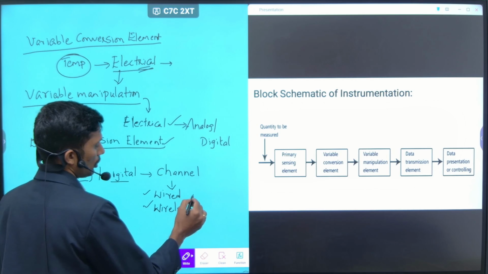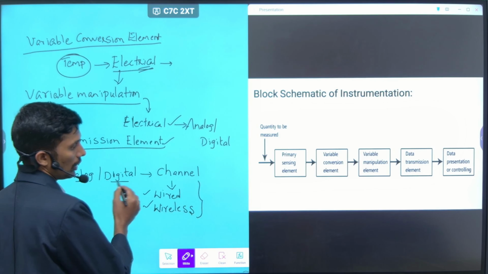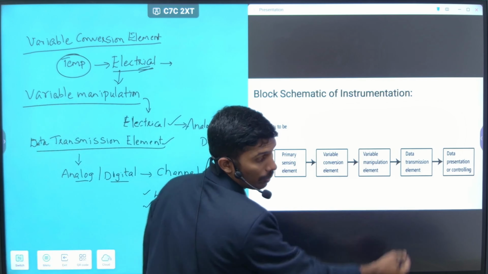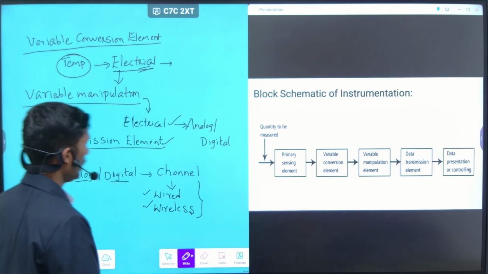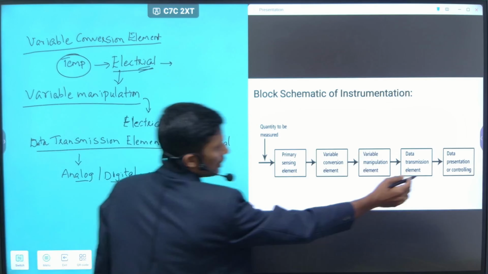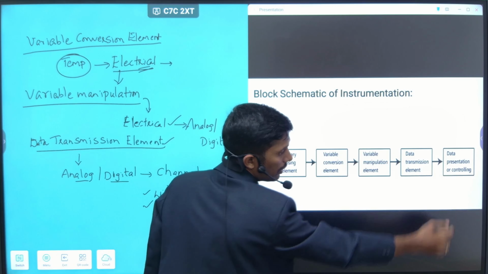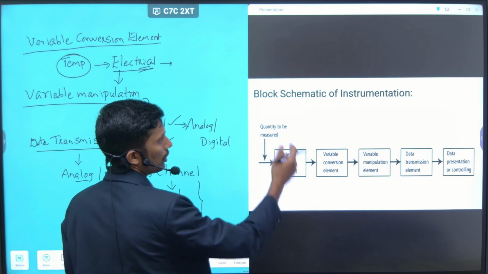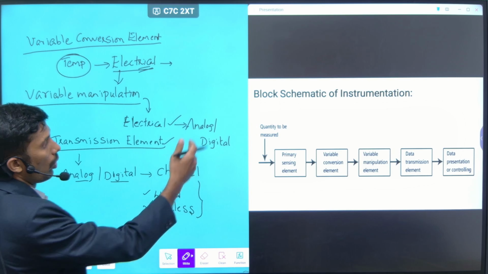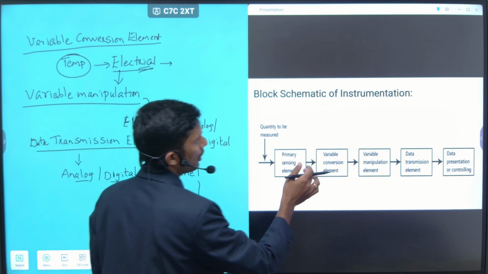So whatever the data coming from the channel, those data can be presented in the last block, that is the data presentation block. So this is the basic block diagram of instrumentation.